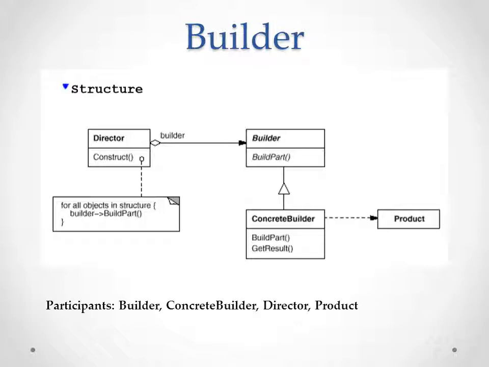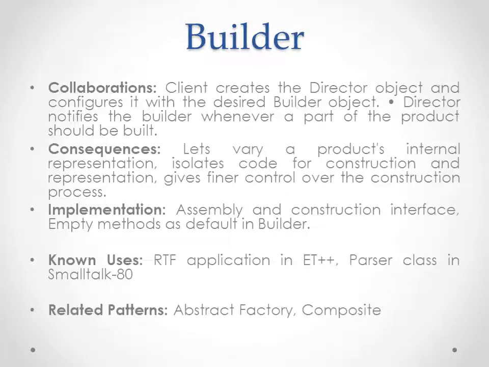The abstract factory and builder are similar. The minor difference is that the builder pattern is used when you want to build a complex object, whereas abstract factory is used when you want to build families of objects, which could be simple or complex.